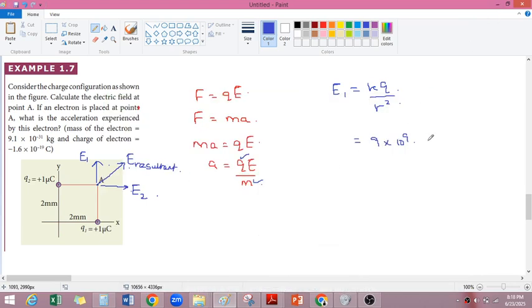Anybody solve this? 1 microcoulomb. So 1 micro means 10 power minus 6.